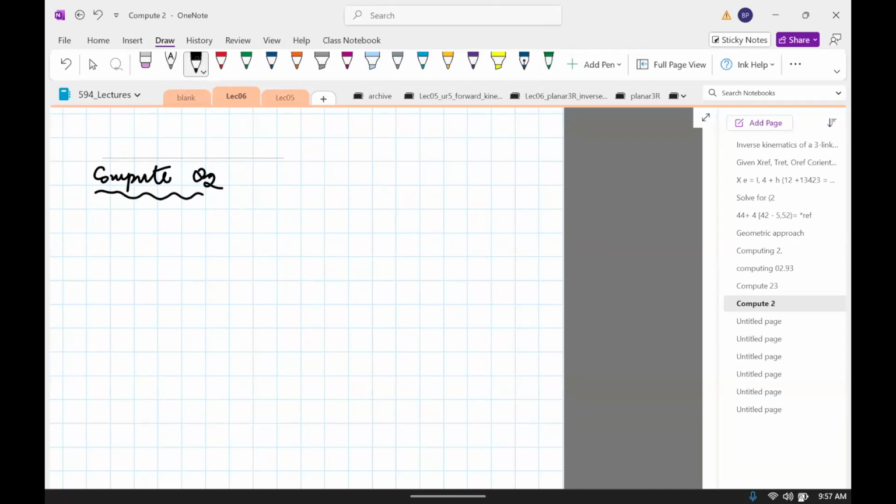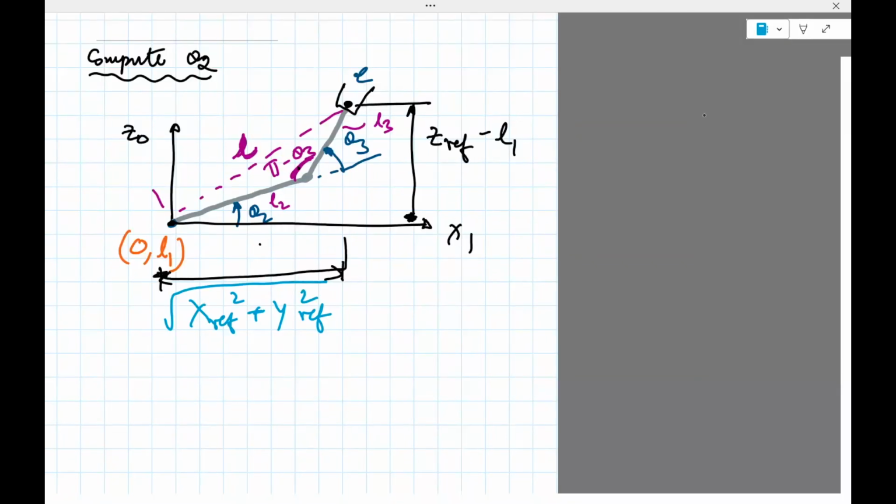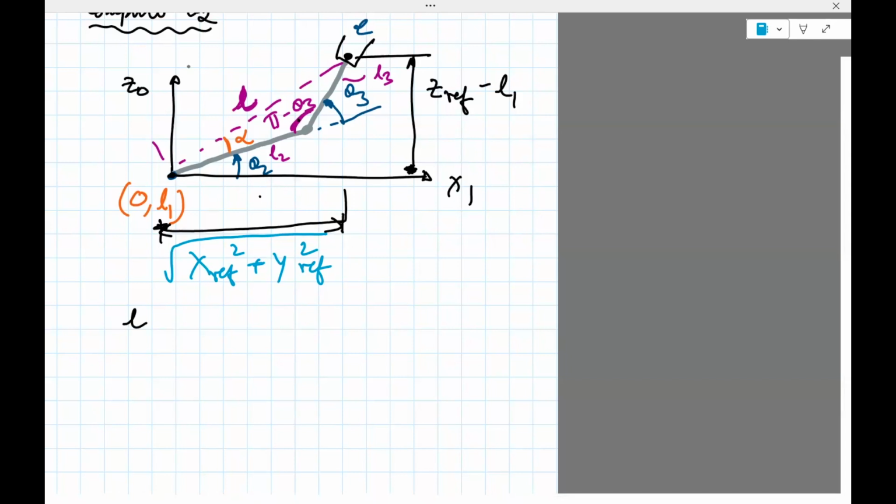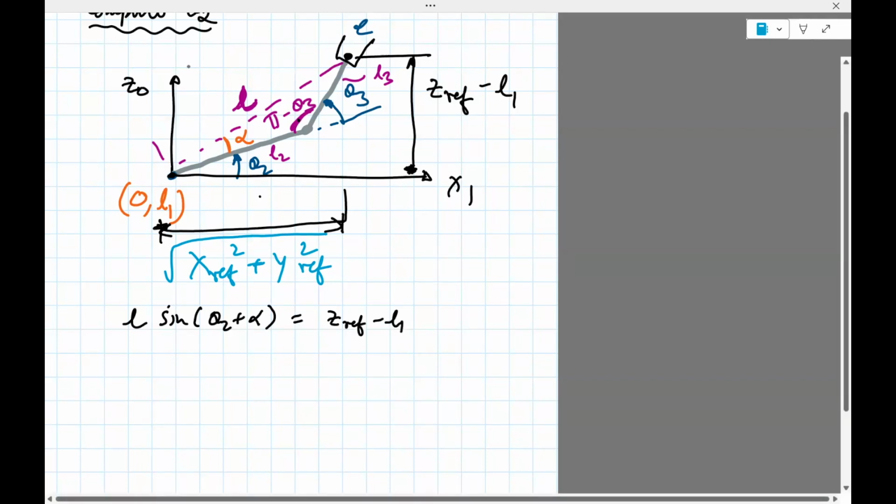Compute theta 2. How can I do that? Well, everything is in this triangle. If I can compute this alpha, I think I could compute theta 2. Let me just do it this way. L sine of (theta 2 plus alpha) is z ref minus L1, right? So L sine of this whole angle is this. That's what I'm doing here.